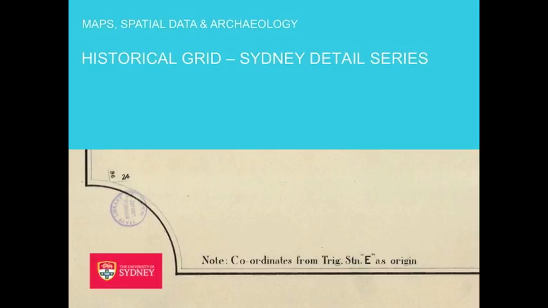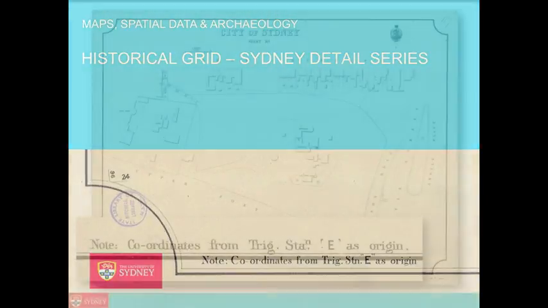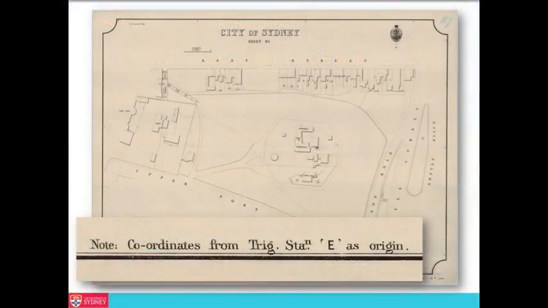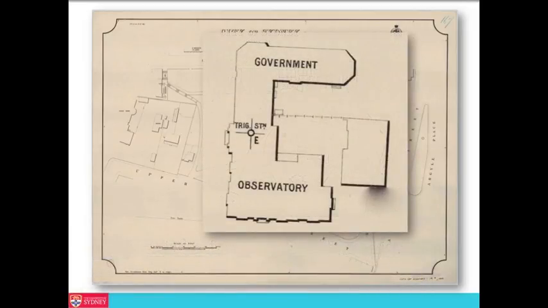So very accurate, showing every building, every fence, every toilet, and so on. Now, these are all gridded from the point of the grid origin, which is Trig Station E, and Trig Station E is the pinnacle of the time ball on the observatory. So all of those maps are gridded in a very interesting 6-chain grid from that point.